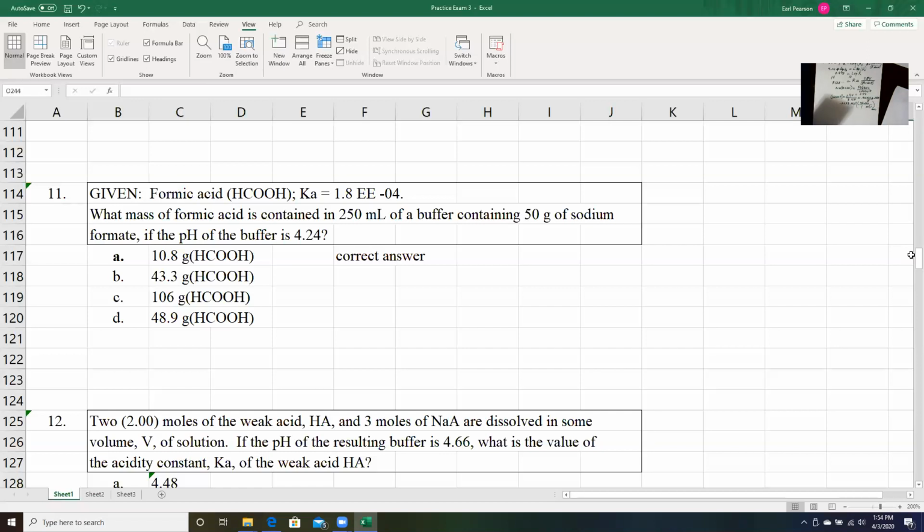So if I take the 0.0235 times 46.02, I should get 1.08 grams. And I hope that's the right answer. Oh, I missed a factor of 10 in there somewhere. That's supposed to be 0.235. And so that is 10.8 grams, which is correct. And that's A.